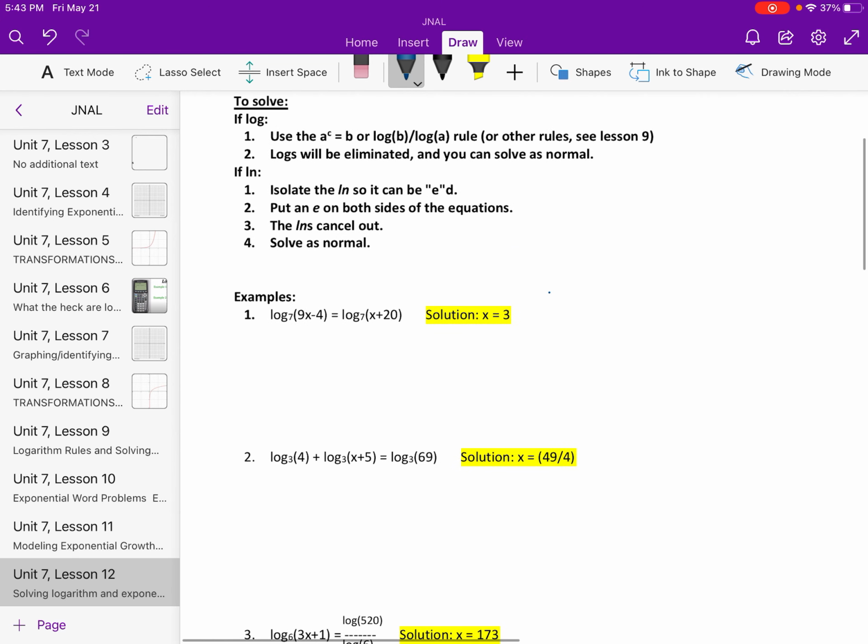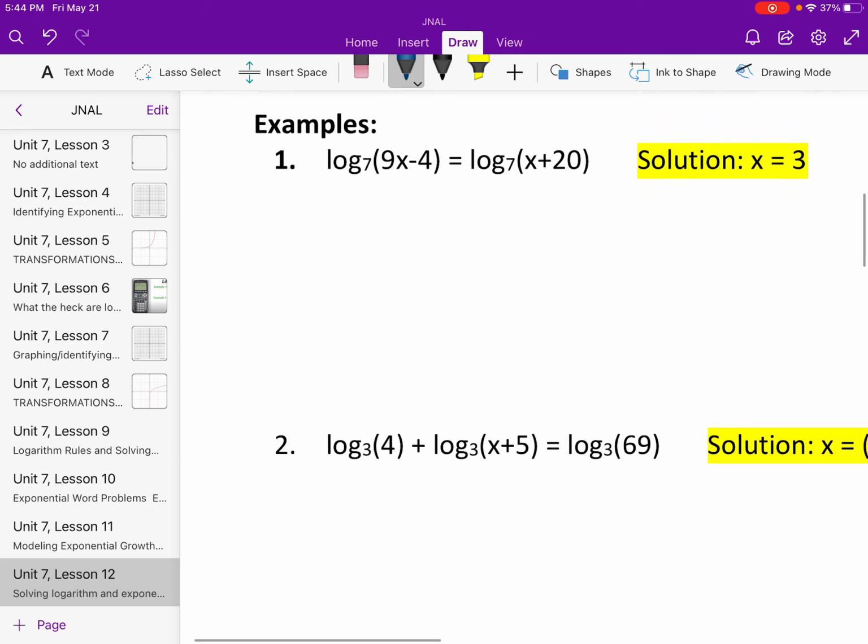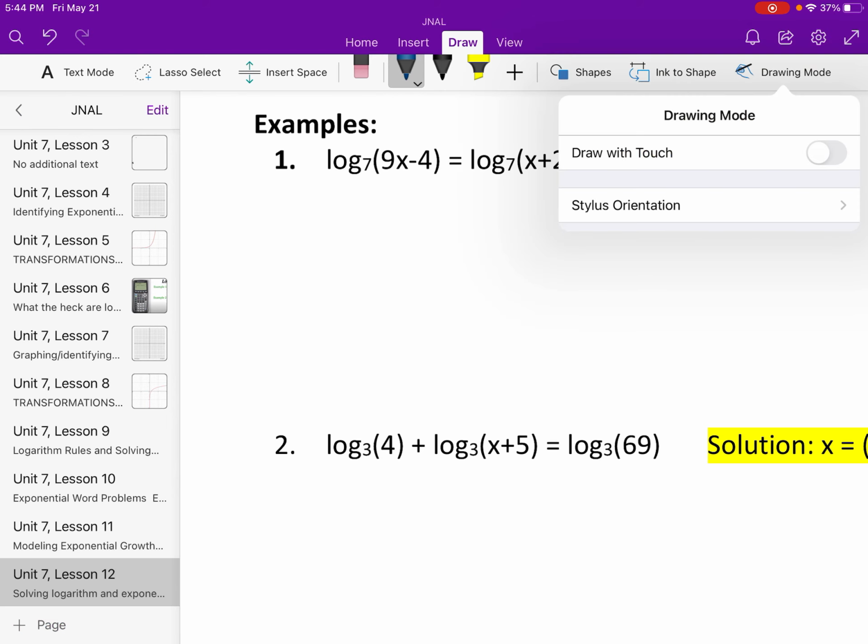If there's an ln, you have to isolate the ln so that it can be e'd, or you can pretty much put an e on there, and that will cancel out the ln's and the e's. Then you can solve as normal. But if both sides don't have an ln, there will still be an e, because you have to multiply both sides of the equation by that. So we have 6 problems, and I already have the answers there, just because these are easy to make a mistake on.